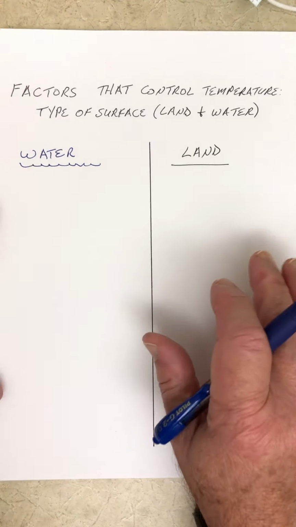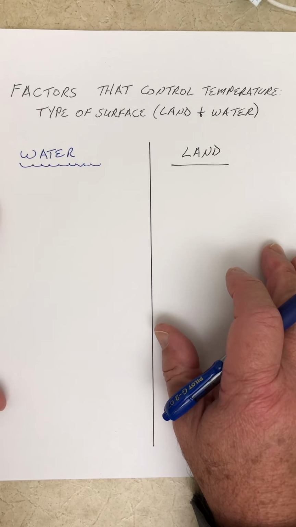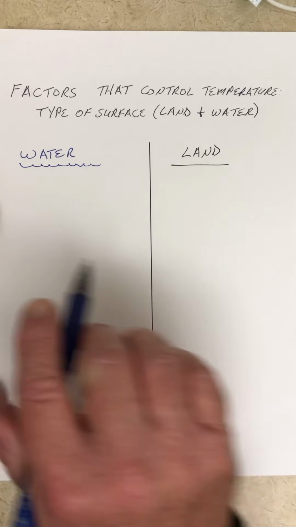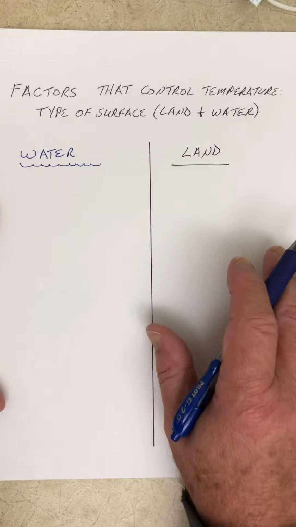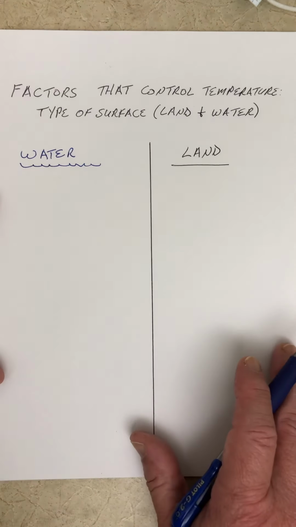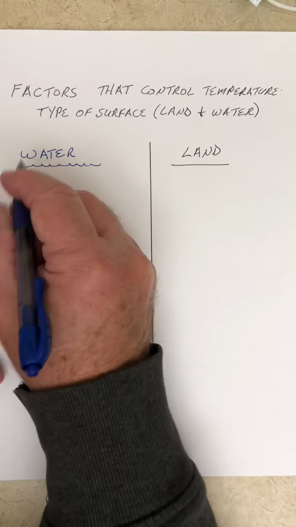Hi class. The second factor we're going to take a look at that controls temperature is the type of surface. And so we're going to look at air temperatures that are above or adjacent to water or land. Let's take a look at the properties of water versus land. We'll put them side by side so we can do a nice comparison between them. And we'll start off with water.